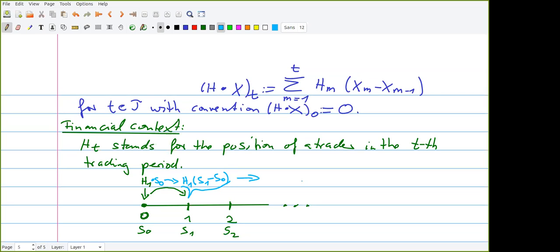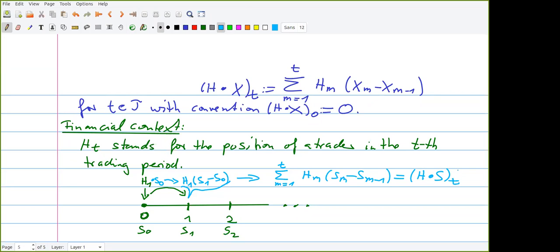And if you keep trading like this, what you end up with as your gain process is, up to time t, you always have your position, and then the price is evolving. In each period, it's going up or down. And this is the change in the mth period. And this is then what we define as h dot s at time t.